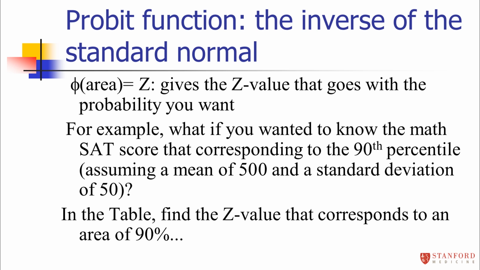So if you're doing it in the inverse like this, that's called a probit function. A probit function just means you're given the area and you have to find the z-score. So let me just give you an example and make it very clear.